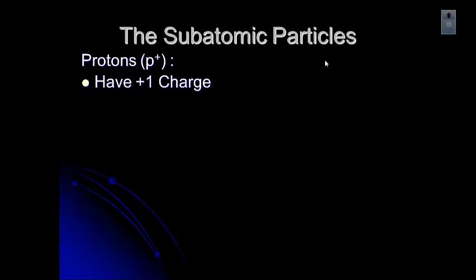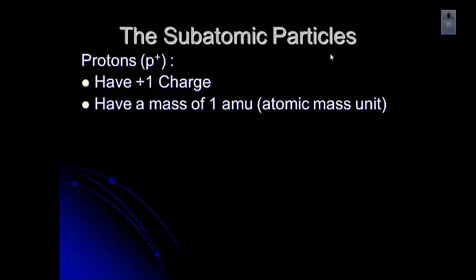First of all, think about what sub means, like submarine, underwater. Subatomic means smaller than an atom. So those are things like protons, which are abbreviated with a P with a plus because they have a positive one charge. And they have a mass of 1 AMU. An AMU is an atomic mass unit, and that is a chemistry unit that was made up to describe the mass of a proton.